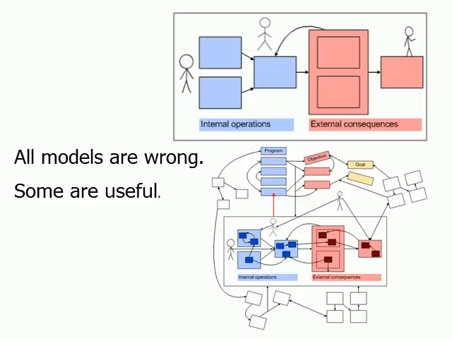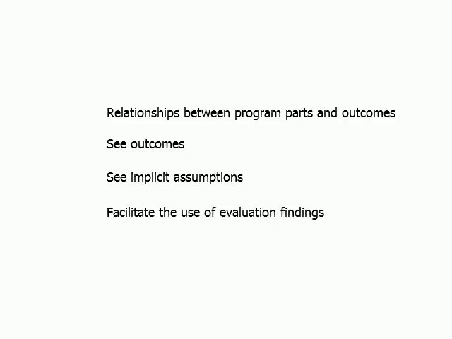Why are they useful? The obvious answer is that they help us understand relationships between program parts and outcomes. But models are useful in evaluation for other reasons as well. They help people see what the outcomes of their programs may be. They help people see implicit assumptions about how their program works and what it can do. They facilitate the use of evaluation findings by priming people for what data to expect and why the data are useful. They help develop agreement about the what that is being evaluated.